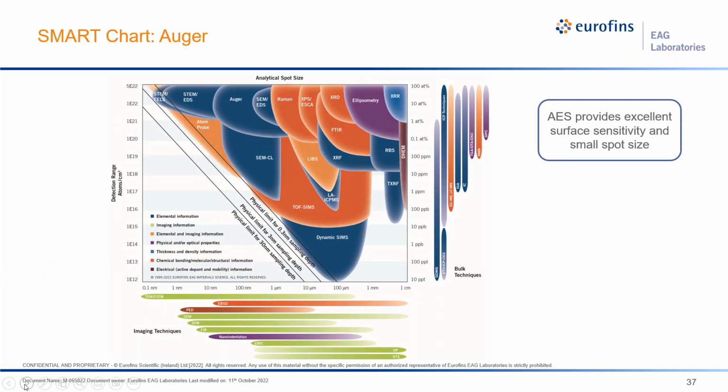Again, on the smart chart, you can see that Auger takes a pretty wide span on the top of the chart. Its detection limits are similar to those of XPS, but the spot size has a much broader range. Again, it's from about 1 millimeter and down to almost 10 nanometers.